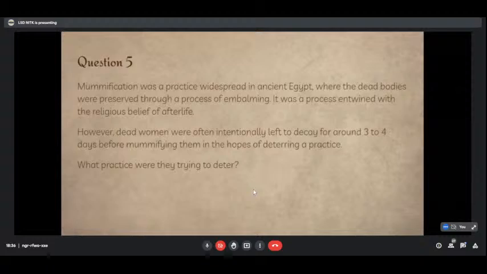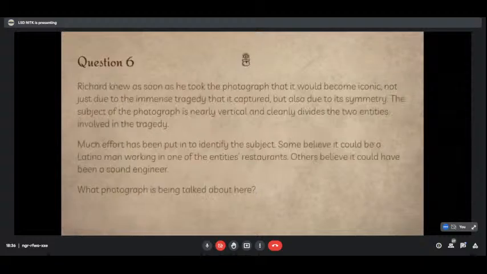Please note that this is a star marked question, so we'll use this in case of ties. Richard knew as soon as he took the photograph that it would become iconic, not just due to the immense tragedy that it captured, but also due to its symmetry. The subject of the photograph is nearly vertical and cleanly divides the two entities involved in the tragedy. Much effort has been put in to identify the subject. Some believe it could be a Latino man working in one of the entity's restaurants. Others believe it could have been a sound engineer. What photograph is being talked about here?